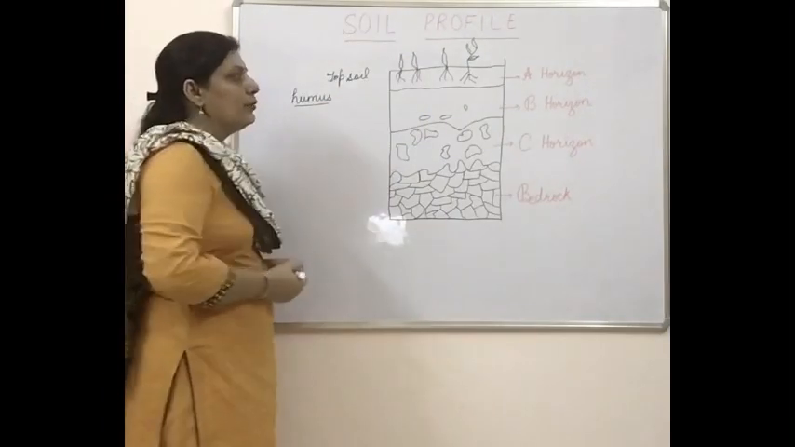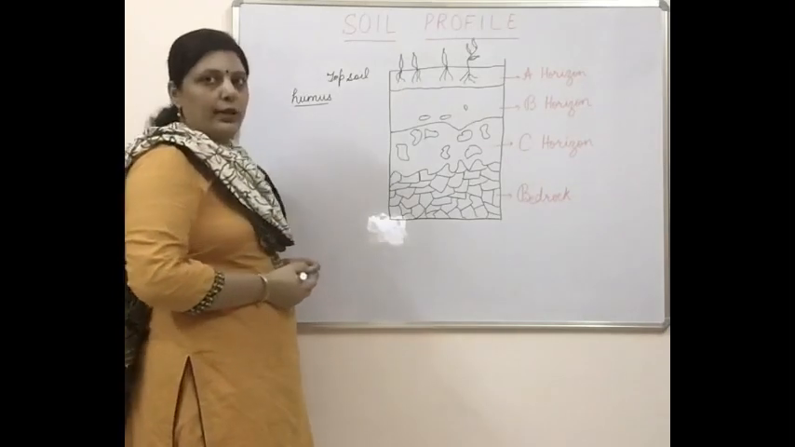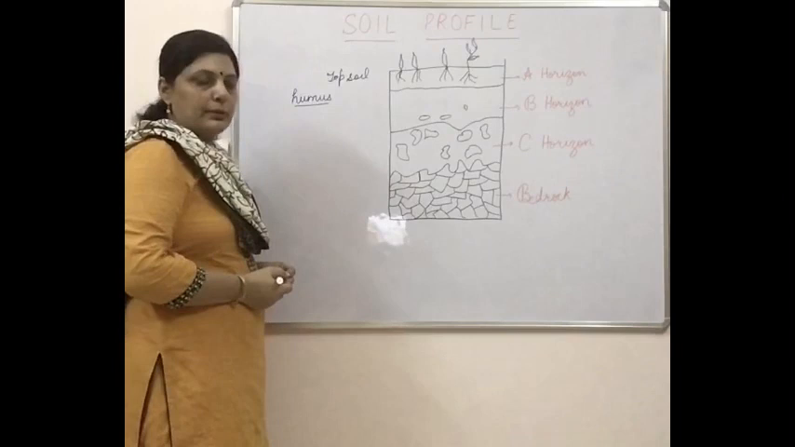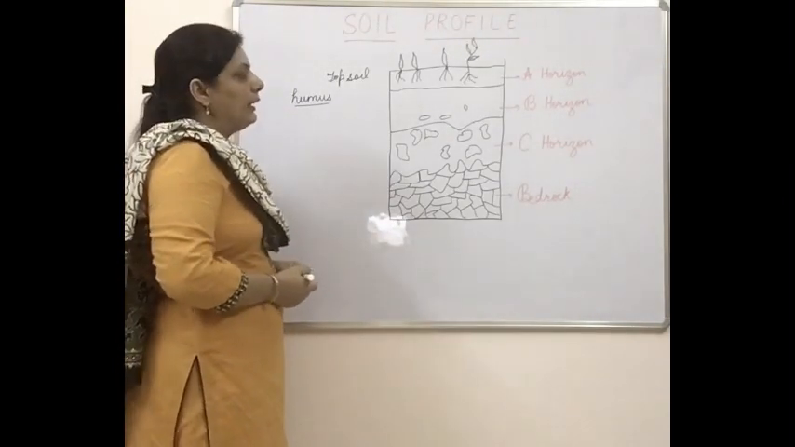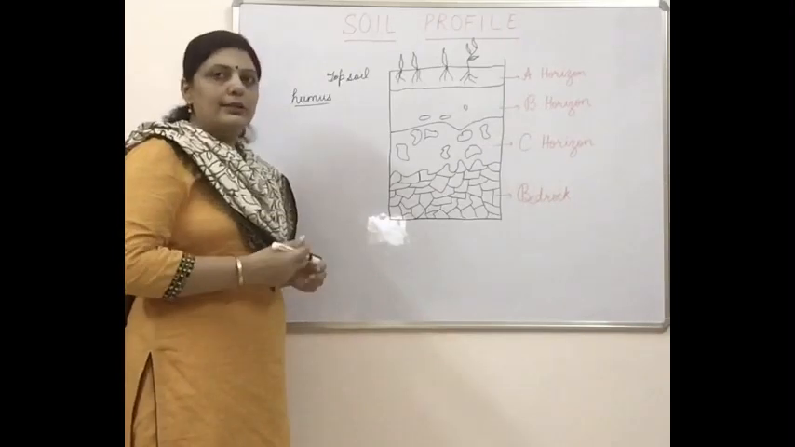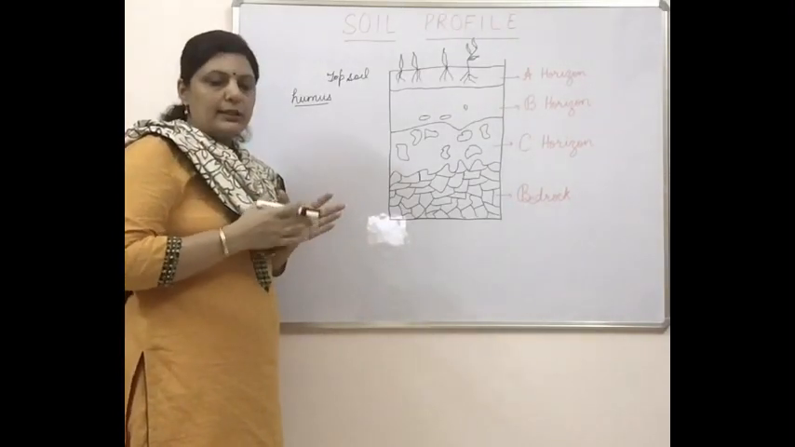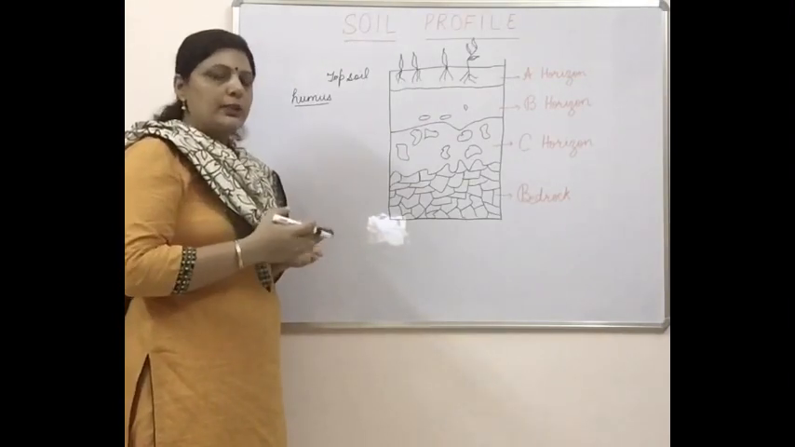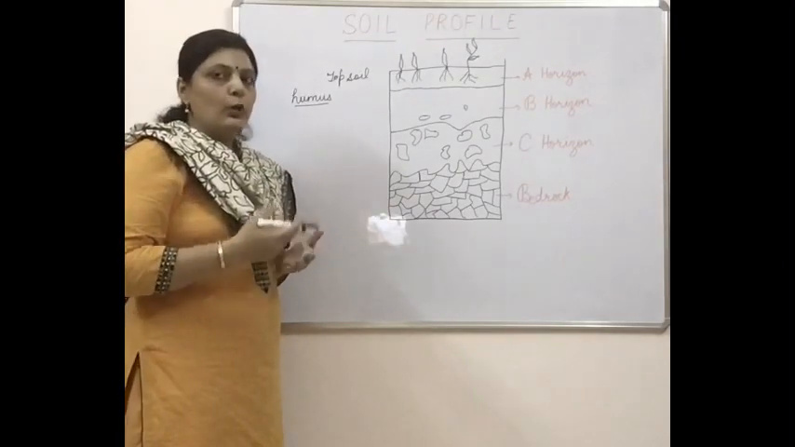After A horizon, we have B horizon. That is the second layer of the soil profile. This layer has less humus, meaning it is not very nutrient rich, plus this layer is also considered a little compact, meaning it will be a little tightly pressed. It has fewer pores. So because it has fewer pores, obviously it will have less air in it and also less water in it.